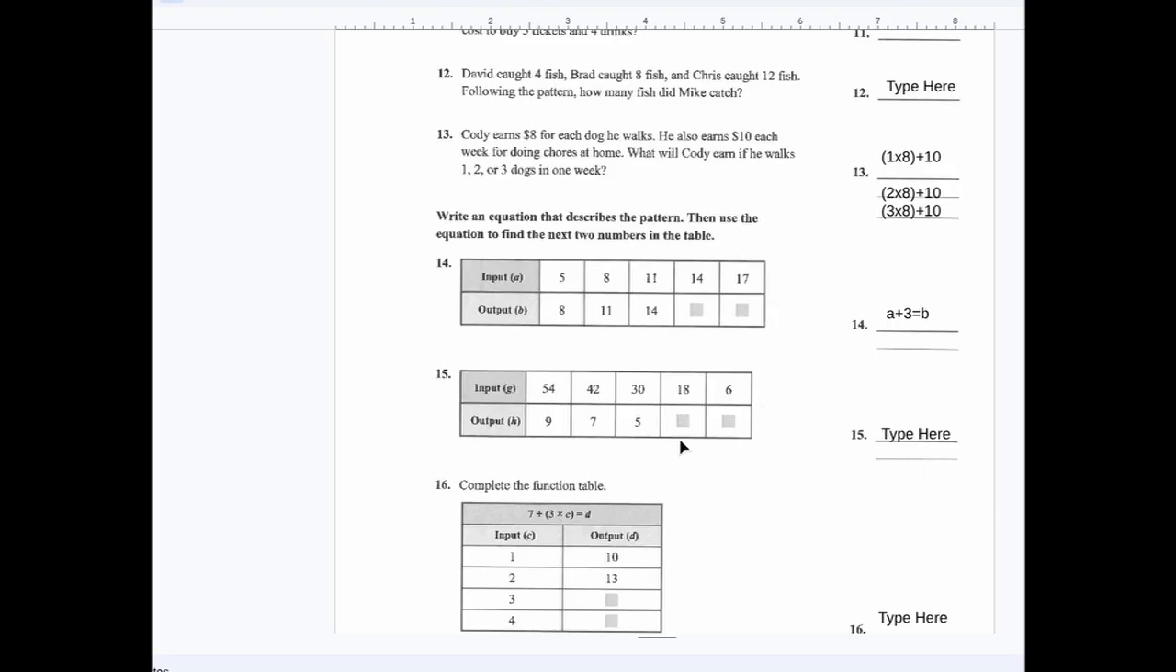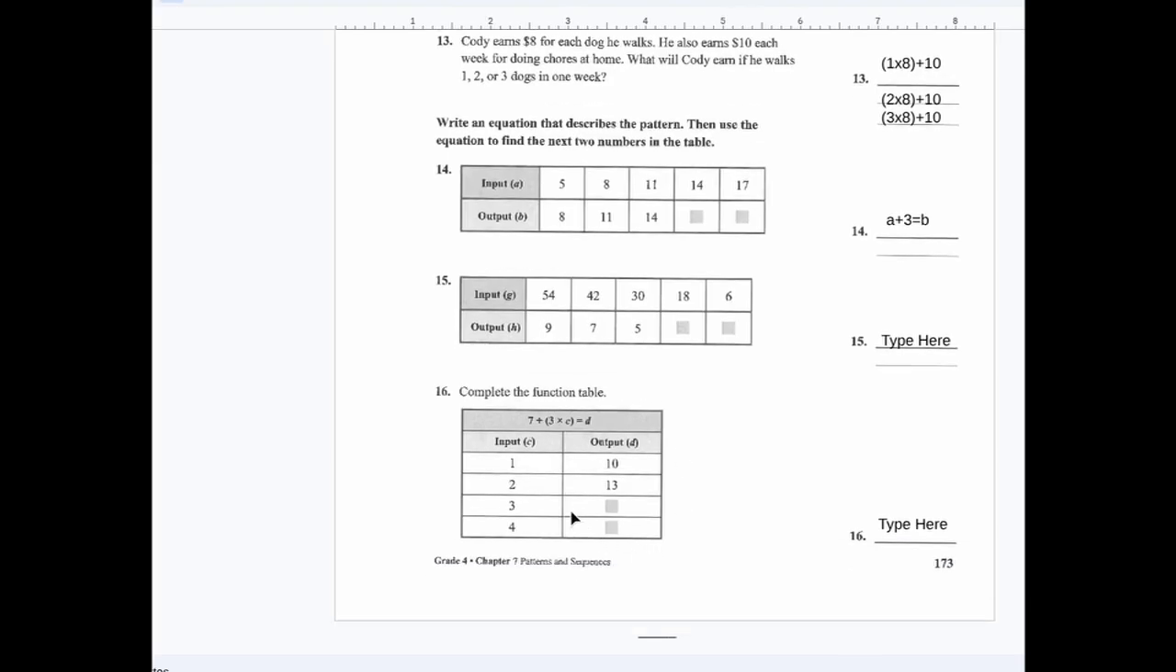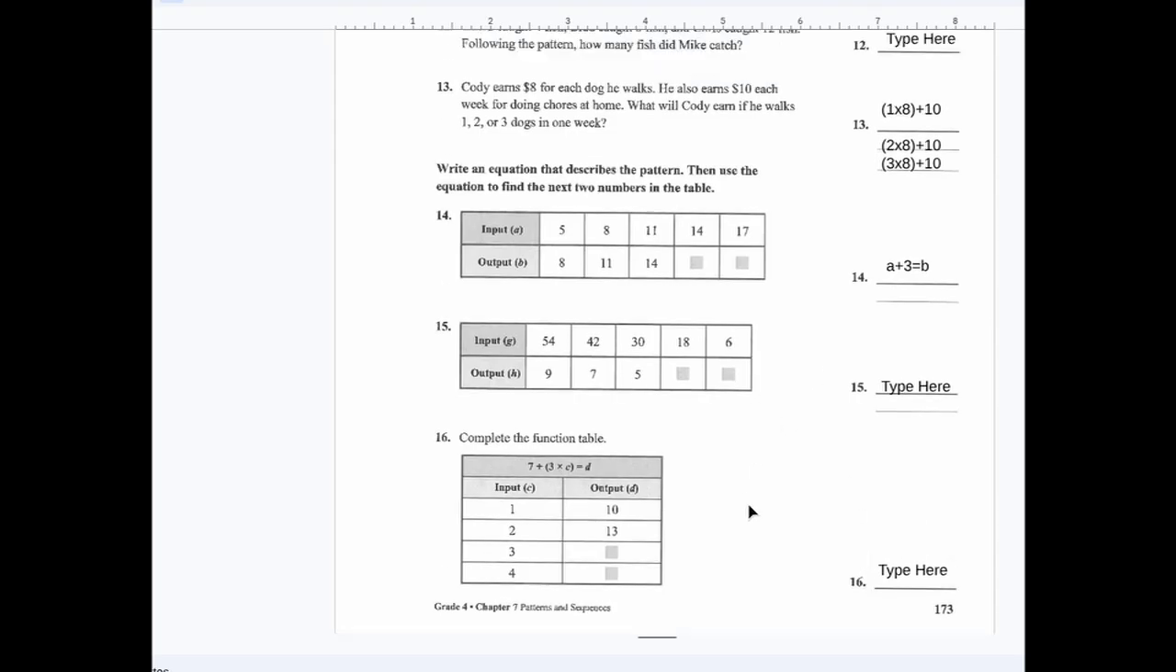Okay, I want you to try the equation for 15. G, and then what are they doing from 54 to 9? And then write your equation, and then fill in the boxes. And then number 16, you fill in the boxes. You put 3 for C. 7 plus 3 times 3. And solve it. Then you do 7 plus 3 times 4. And solve it. So you need to do this right now.